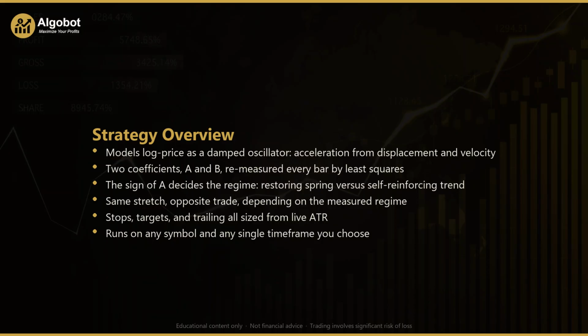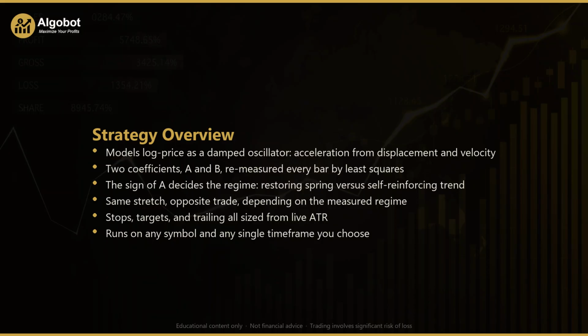The second coefficient, B, describes damping, and it's used as a conviction gate rather than as a signal on its own. Why frame it this way? Because the most damaging mistake a systematic approach can make is to apply a mean reversion rule inside a trend or a breakout rule inside a range. This strategy is structurally built to avoid that. The very same stretch away from center produces opposite trades depending on the sign of the measured stiffness, so the system is designed never to fight the regime it has just identified.